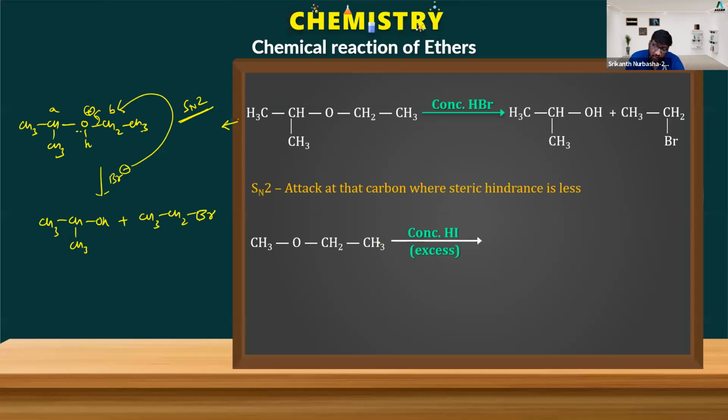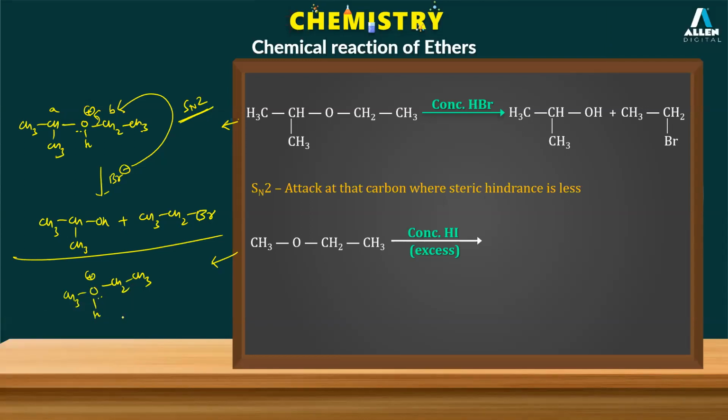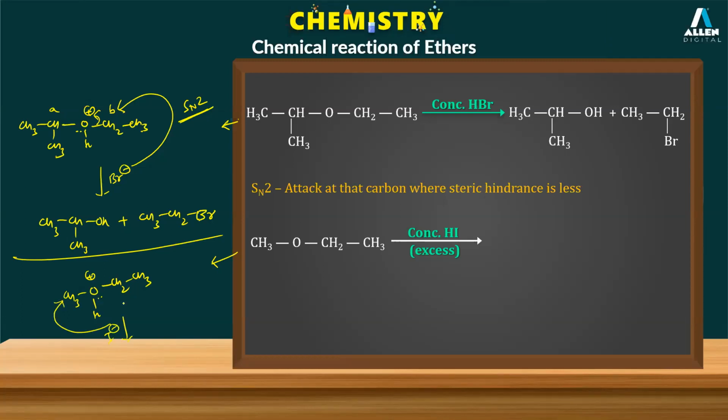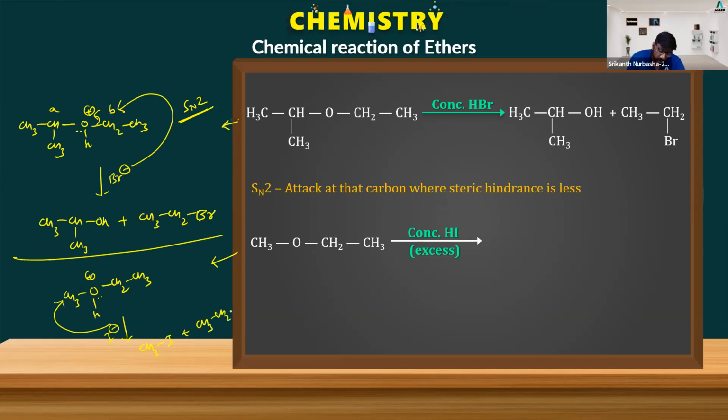CH3OCH2CH3. First step is what? Generating CH3OH with positive charge on oxygen, CH2CH3. I can cleave this bond. If I cleave these two bonds, I'll be getting methyl and primary. So is it going to be SN1 or SN2? SN2. So I minus will try to attack which carbon? This methyl CH3 only. Methyl CH3I plus CH3CH2OH is obtained.